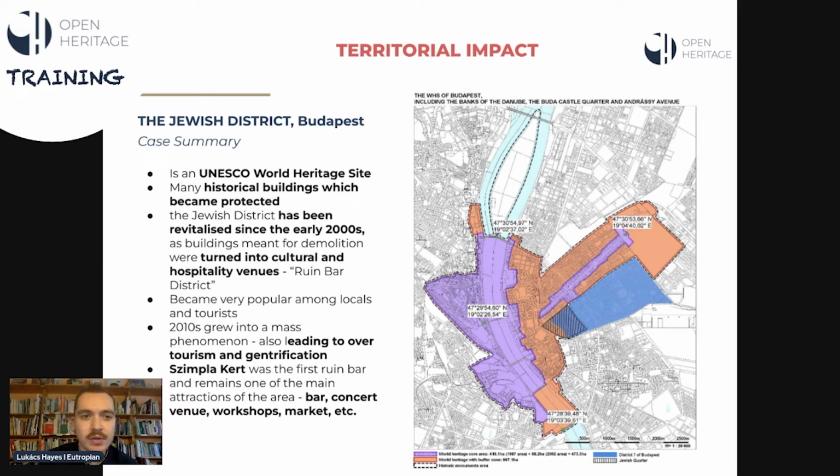So this Jewish district in Budapest is one of the inner districts of the city, and it's recognized as a World Heritage Site, especially the inner part of the district. The district is highlighted with blue, and there's an area highlighted with stripes, and that's the Jewish district within Budapest, and it also overlaps this UNESCO World Heritage Site.